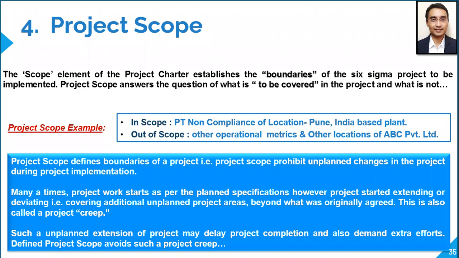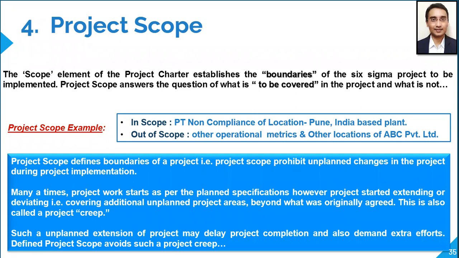Now let's understand why we need a project scope. The project scope defines the boundaries of a project. That is, project scope prohibits unplanned changes in the project during project implementation. When you keep on implementing the project, say for 1 month, 2 months, 3 months, there might be a few unplanned changes, and we might get deviated towards those changes. So project scope helps us to prohibit deviating towards those changes. That's the first valuable aspect of project scope. Why are we supposed to define the project scope? It prohibits unplanned changes in the project during project implementation.